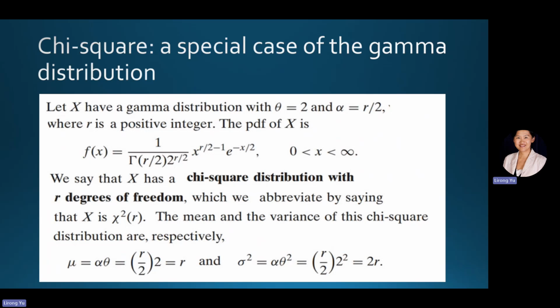Okay. So chi-square distribution has only one parameter because we basically remove the theta, right? Theta is 2, alpha equals r over 2, they multiply to equal r. So we are combining theta and alpha, which were two parameters in the gamma distribution, into one. In chi-square distribution, there's only one parameter, r. We give r the special name degree of freedom. So r is the degree of freedom for the chi-square distribution. The mean is r, the variance is 2r, and everything is related to r. Any question?